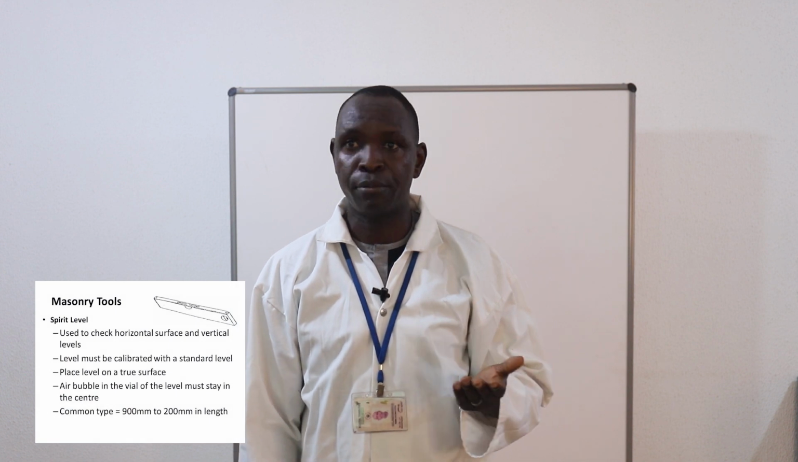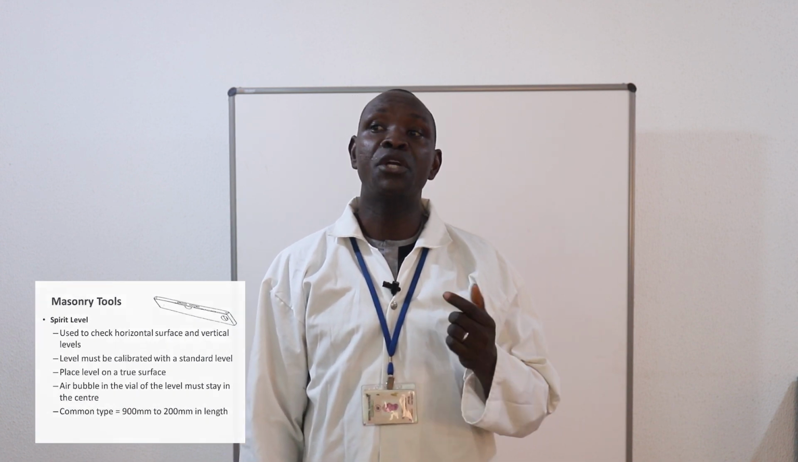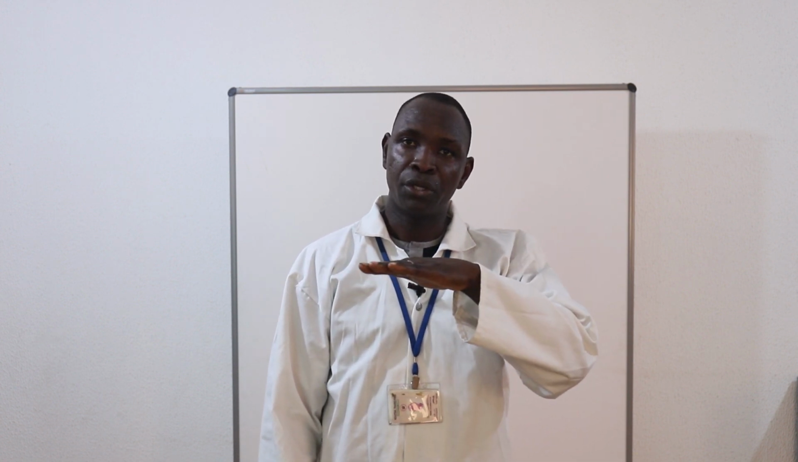Another key tool is the spirit level. Others call it plumb. It is used to check horizontal and vertical surfaces, especially when laying the block, to check alignment, so as to prevent building defects like cracks in buildings. So before use, the level must be calibrated with a standard level.